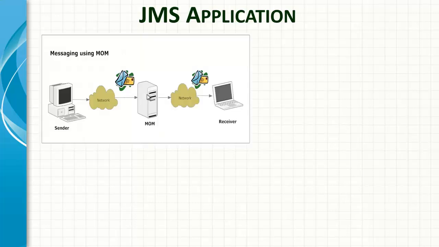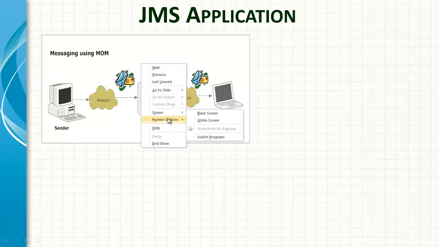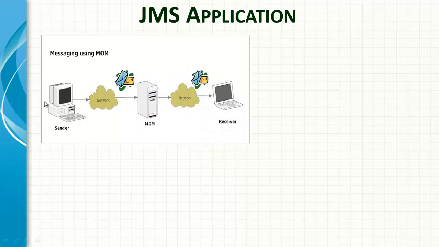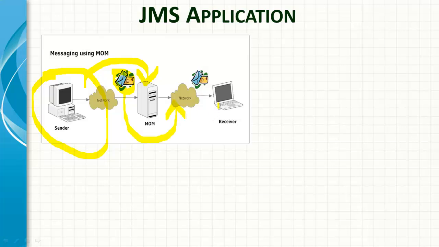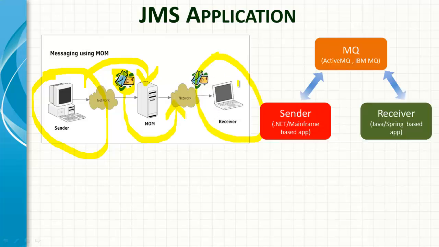Let's quickly look at a sample JMS application pictorially. So we have a sender and we have a receiver. What the sender does is send a message. So we need a broker in between who can take my message, my piece of information, and pass it on over the network to the receiver. And then we have a second way of representing it.